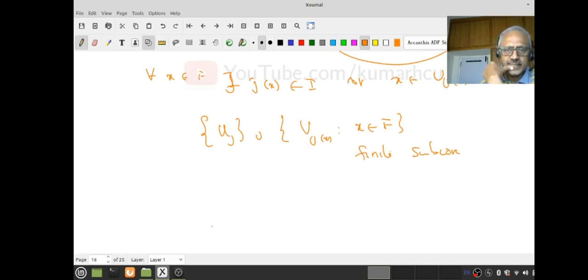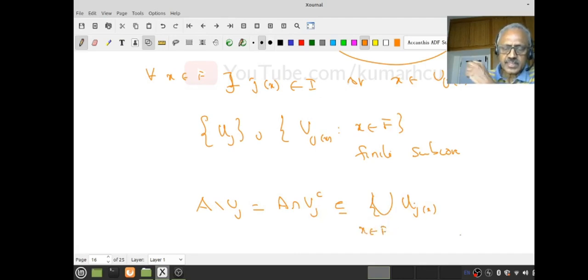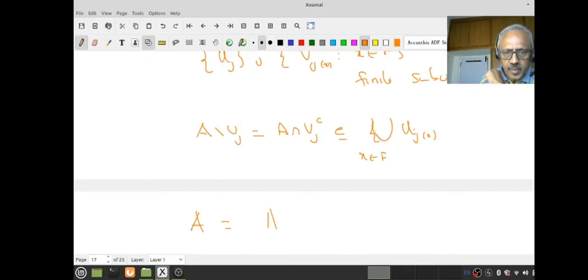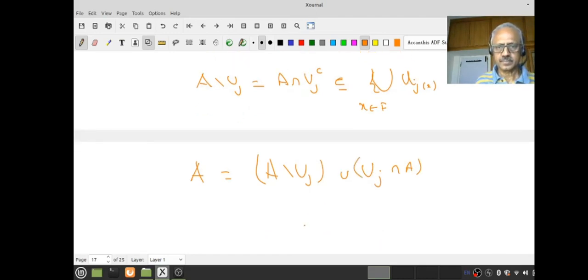Why? Because let us look at A minus U_j. This is A intersection U_j complement. This is contained in the union of U_j(x) as x varies over F. Do you accept it? This is a finite set. And what is A? A is A minus U_j union U_j, which is contained in the union. Yes or no?